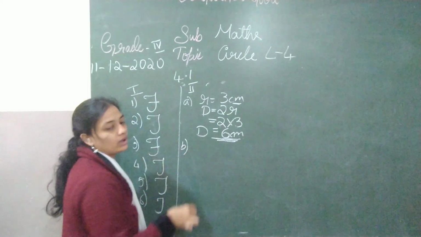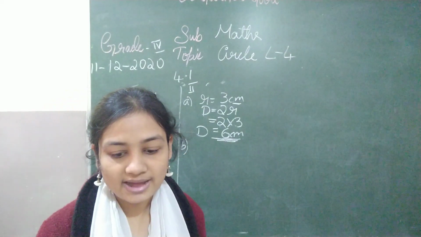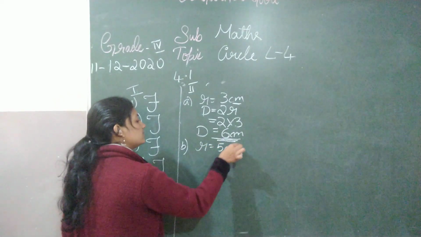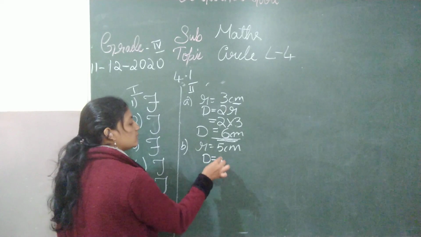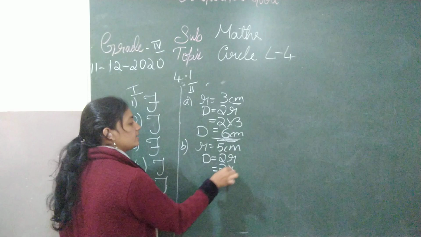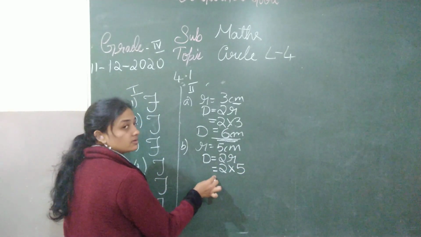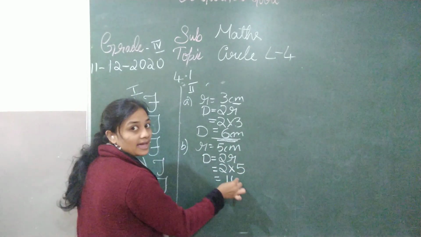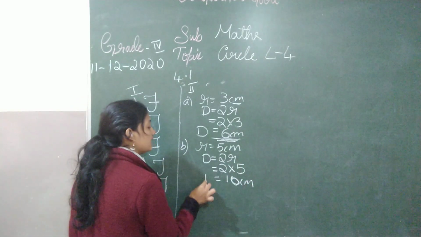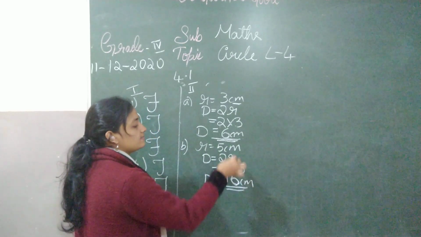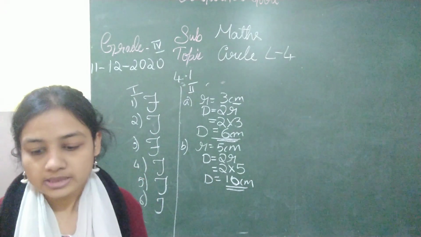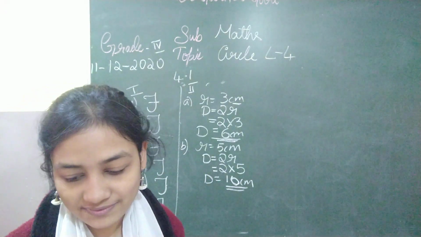Now, let's try one more sum where I have 5 centimeters. r is equal to 5 centimeters. So first step, d is equal to 2 times r. Formula. Now write 2 into r, that is 5. So 2 5s are 10. Now my answer is diameter is equal to 10 centimeters.